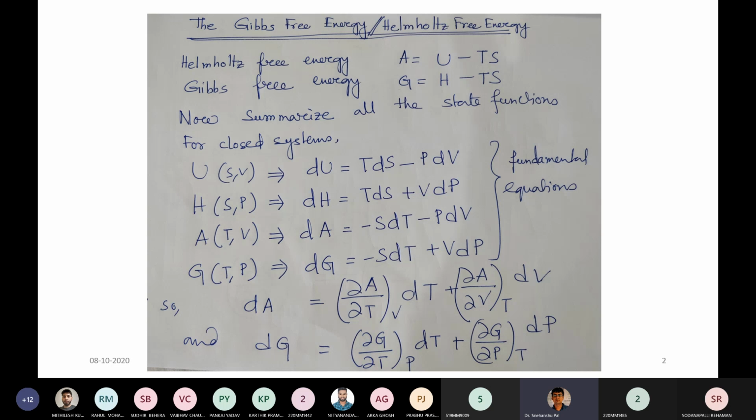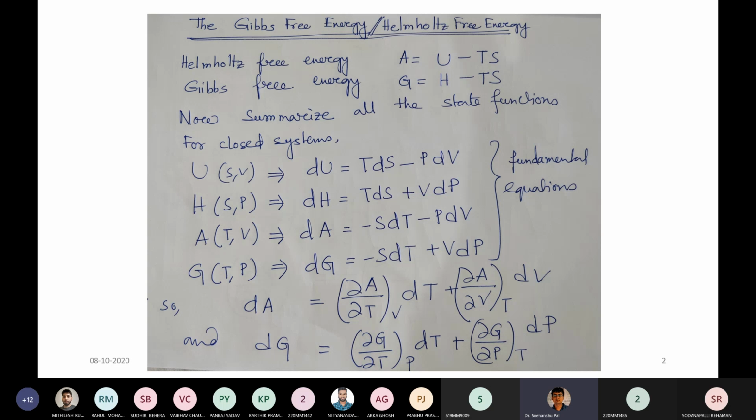So now we have to understand the difference between the Gibbs free energy and Helmholtz free energy. First of all, we should know that Gibbs free energy is basically energy available to do some work. Both are, because free energy is defined as the energy of a system which is available to do some work. So what is the difference between Helmholtz and Gibbs?